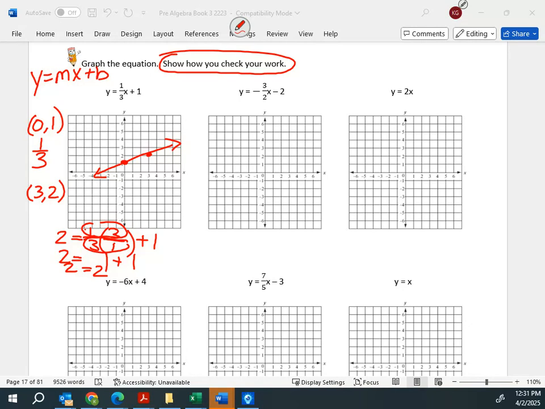I did my rise over run correctly. And that's the big part of this check: did I use the slope correctly? When we check it, use that second point that you found, plug it into the equation, and make sure that the y equals the mx plus b. Does everybody see how we did that? Let's look at this one. What is my y-intercept?